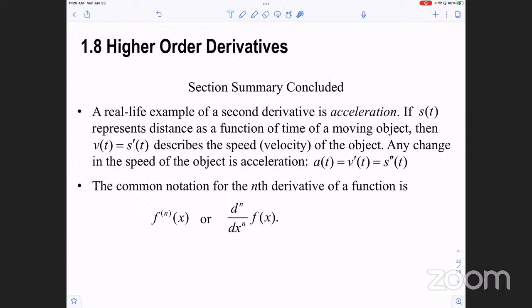If s of t represents the distance as a function of time of a moving object, then v of t, which is s prime, describes the speed or velocity of the object. Any change in the speed of the object is acceleration, which is going to be v prime of t, which is the same as s double prime of t. The nth derivative of a function is the nth derivative of f with respect to x.